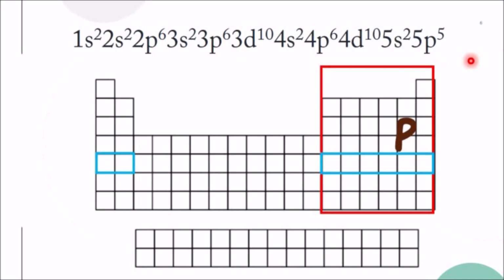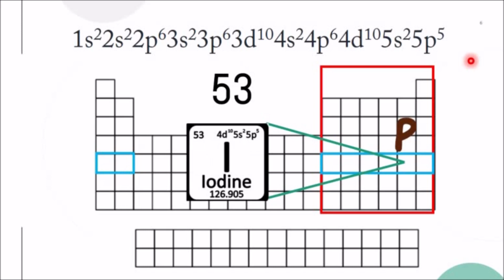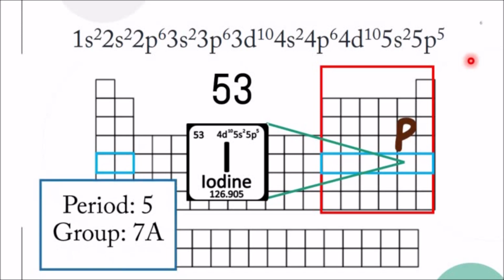Next, let's add all the superscripts. It will give you an answer of 53. This means that this certain element is located at the 53rd box of the periodic table. This element also has an atomic number of 53. It means that it is located right over here, and that this element is iodine. Based from its electron configuration, we can determine that this element's position in the periodic table is at period number 5 and is located in group 7A.